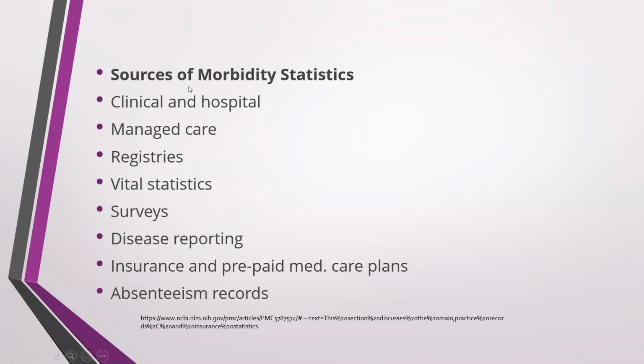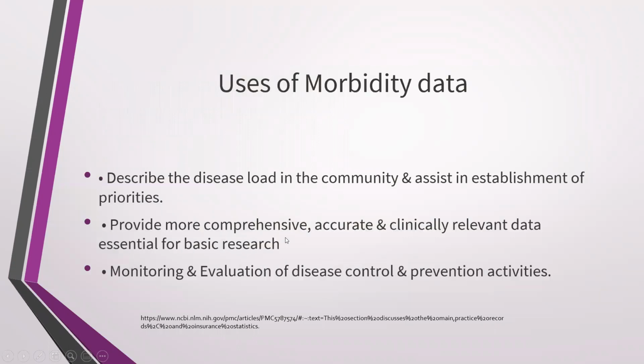So there are several sources of morbidity statistics, like clinical and hospital data, registries, vital statistics, surveys, disease reporting systems, insurance and prepaid medical care plans, and absenteeism records in some countries. How can this morbidity data be used? It can be used to describe the disease load in the community and assist in establishment of priorities. It can also provide more comprehensive, accurate, and clinically relevant data essential for basic research and monitoring and evaluation of disease control and prevention activities. So these are the uses of morbidity data.